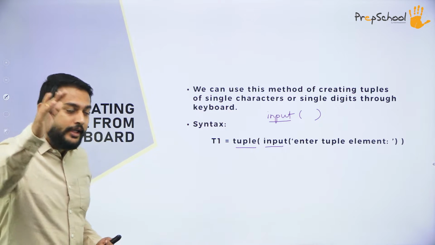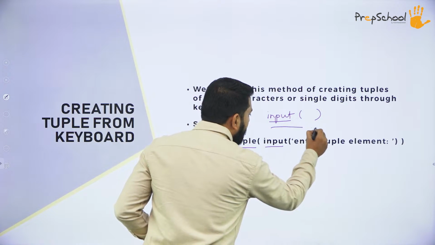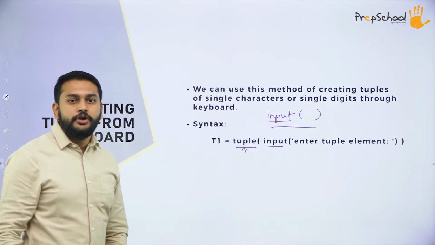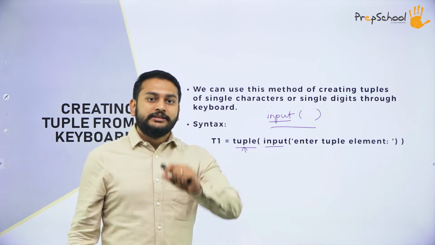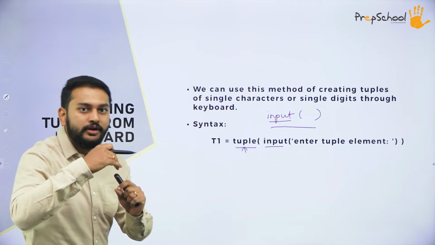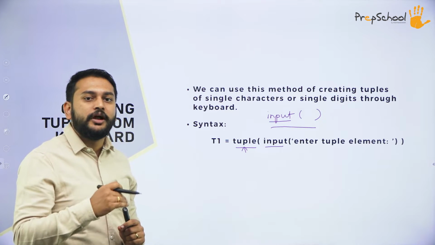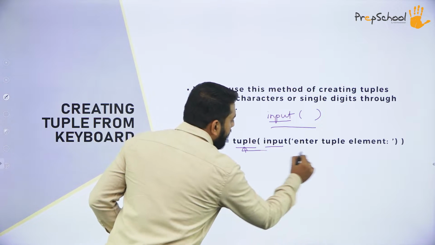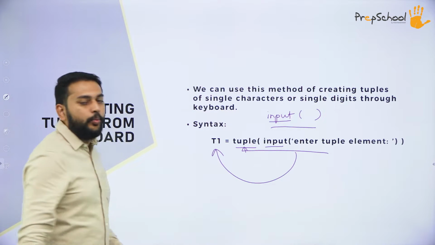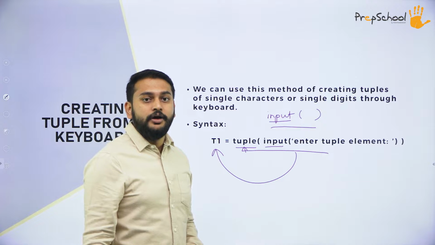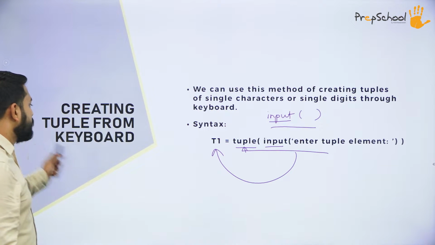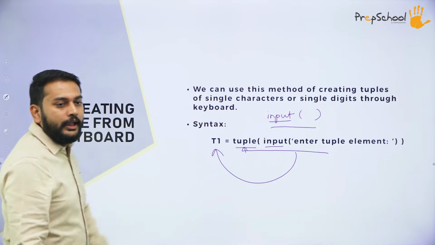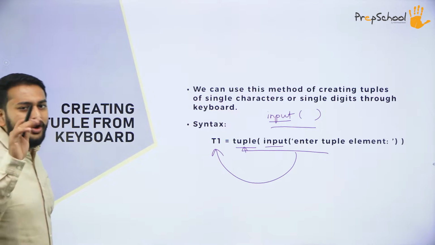Then how do I do it? Whatever value I'm reading, I will pass it to the next function, that is tuple. This function will help me convert whatever I have entered into tuple values, and then the entire value will be stored in the variable t1. So that is what you need to remember: how to read the values from the keyboard to make it a tuple. Moving on to the next one.